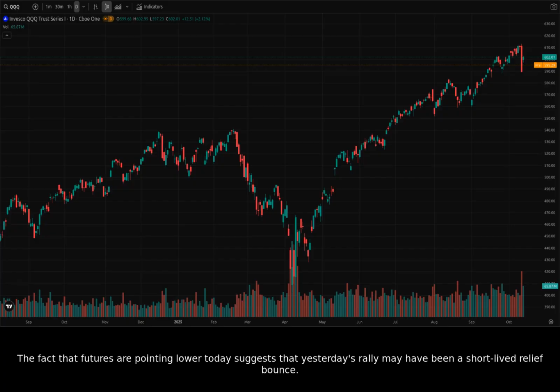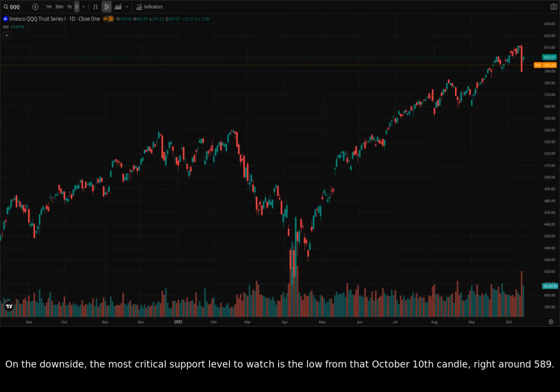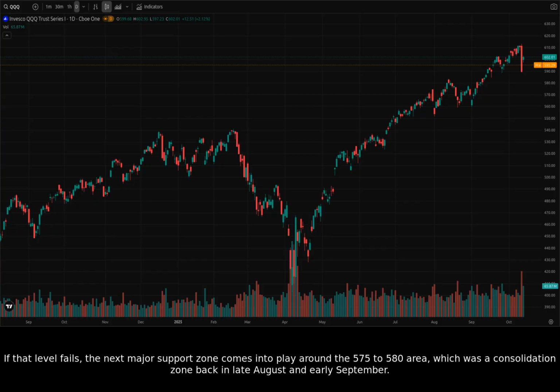The fact that futures are pointing lower today suggests that yesterday's rally may have been a short-lived relief bounce. The key overhead resistance is now firmly established at that all-time high of 613. Any sustainable move higher needs to break and hold above that level. On the downside, the most critical support level to watch is the low from that October 10th candle, right around 589. A daily close below 589 would be a very bearish technical signal. If that level fails, the next major support zone comes into play around the 575 to 580 area, which was a consolidation zone back in late August and early September.